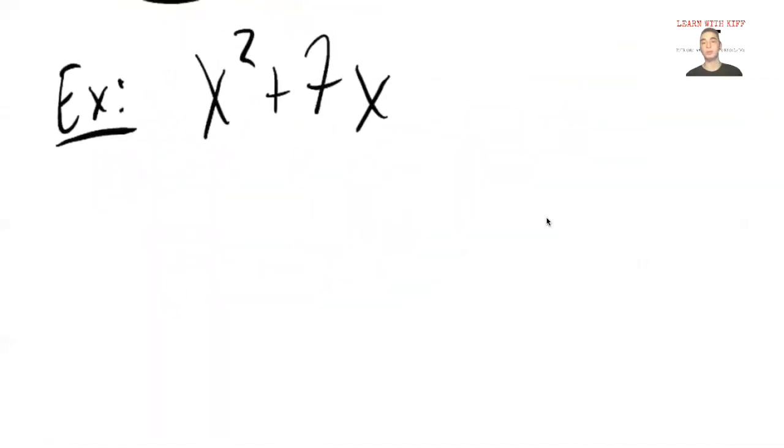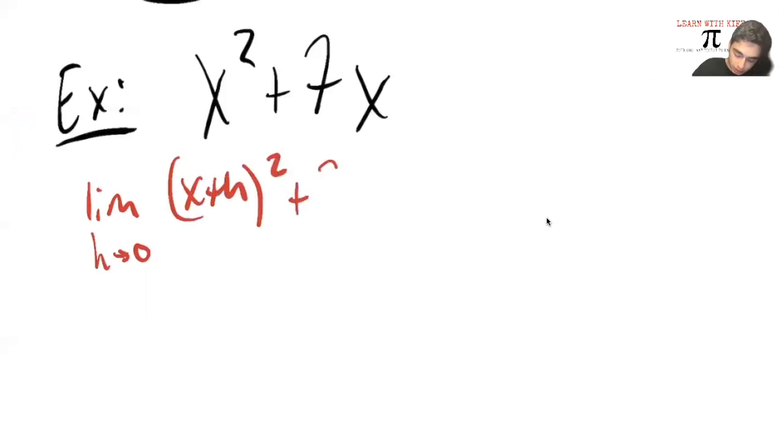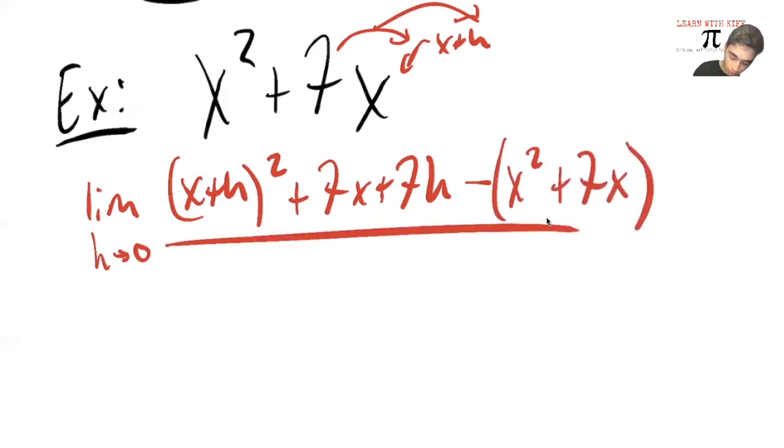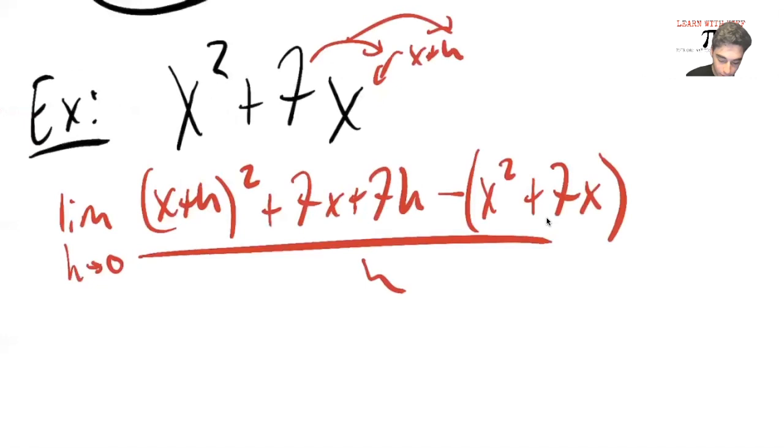And we're going to find this one also using first principles, which is my least favorite way to find it. And the power rule will make everything so much easier and quicker when you learn it. Okay, so the limit of h approaching 0, we have (x plus h) squared plus 7x plus 7h, because we're plugging in x plus h for this, and so therefore 7 times x, 7 times h, minus then x squared plus 7x, over h.